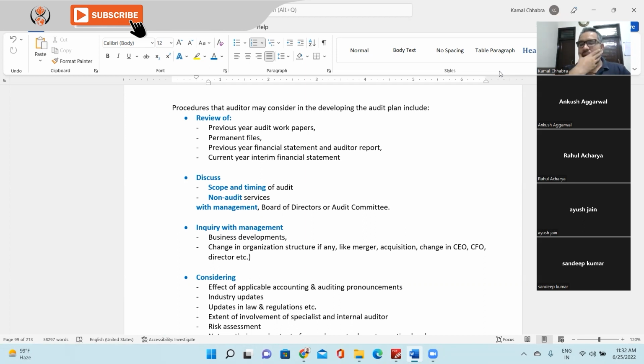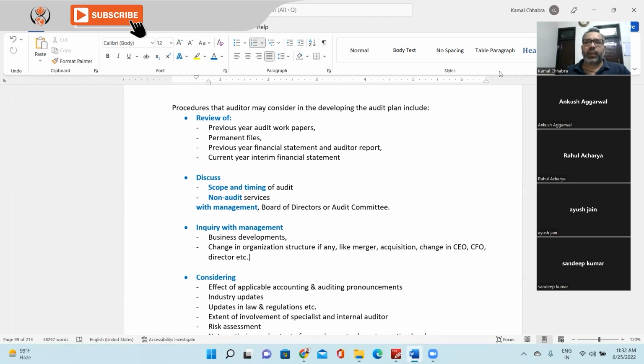Yeah, absolutely true. Absolutely good, Ankush. Very good. So I think, Sandeep, hope you got the right answer. So in permanent file, we keep those documents which will be required year over year. And in your concurrent file, or current year file, or you can say audit file, you keep those documents which are related to the current year financial statement. So that is the difference between permanent file and concurrent file, or current year file.